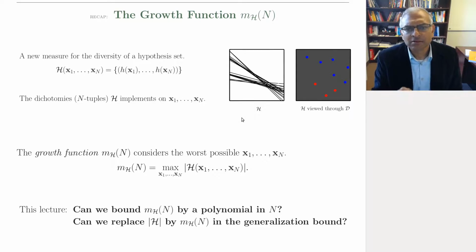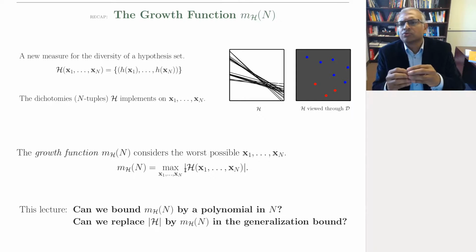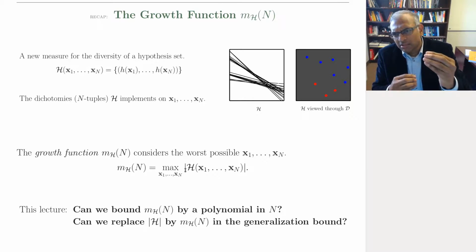So we introduced this notion of the growth function, which says: pick any data set you like, x1, x2, up to xn, and compute all the dichotomies that your hypothesis set can implement on those data points. That's a measure of the complexity of the hypothesis set, the diversity of dichotomies it can implement on this particular data set. Now maximize that over all possible data sets of size n. Go and find the worst possible points x1 to xn in order to increase the complexity as much as possible.